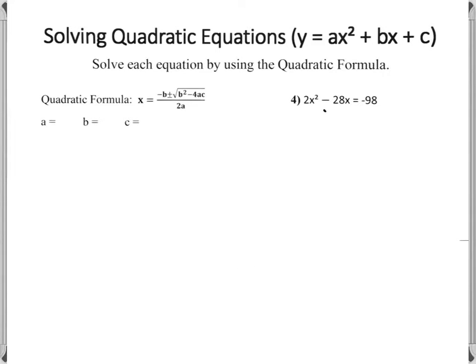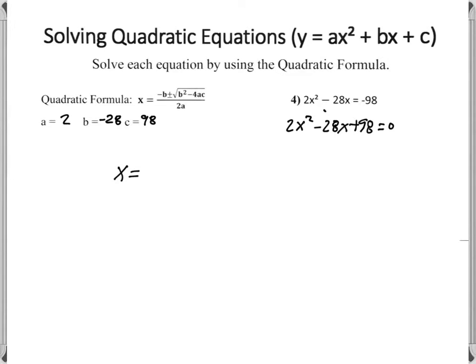Question 4, we've got 2x squared minus 28x equals negative 98. Well, we need to move the 98 in order to solve this, so we should get 2x squared minus 28x plus 98 equals 0. Now we know that our value of a is 2, b is negative 28, and c is 98. Using those values, we're going to plug them into the quadratic formula.